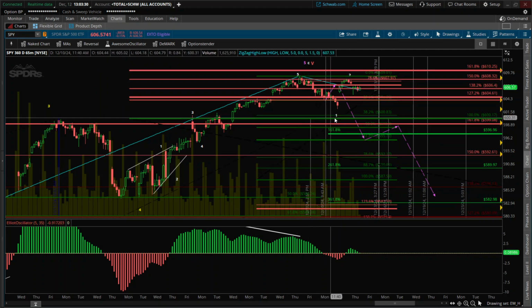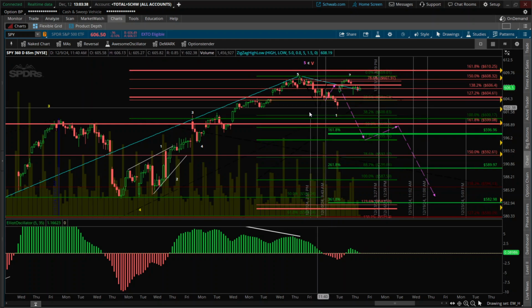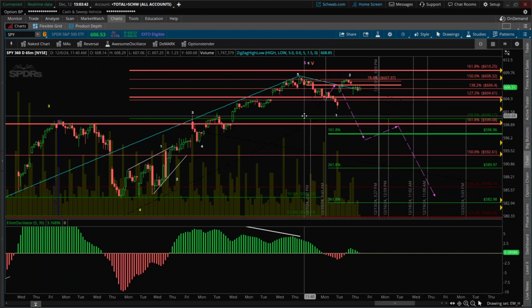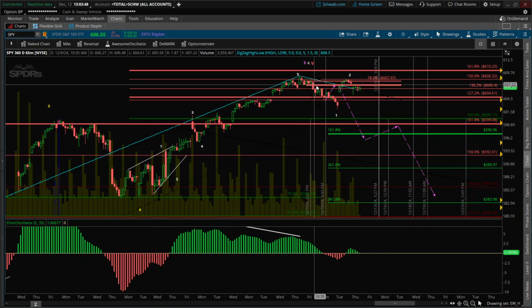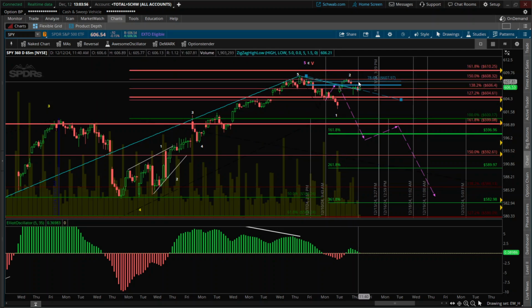It happens a lot more where you touch or react off of one of the fibs, not break down from it and gap above it. So it just doesn't look right, but it doesn't mean it's wrong. Okay. So I still think this is the dominant count. I think this move is done. And then we bounced, gapped up, and we're rejecting off of that 786 retracement right here.